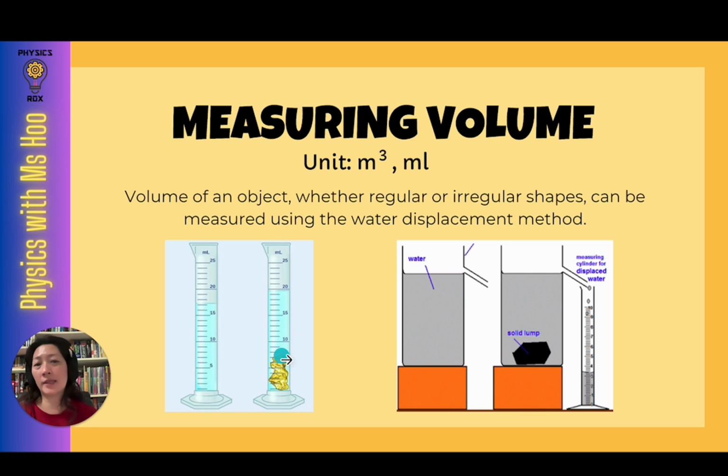So if we want to obtain the volume of the object, we just need to take the difference between the volumes of these two diagrams. That means we take the volume of water with the object minus the volume of the water without the object.